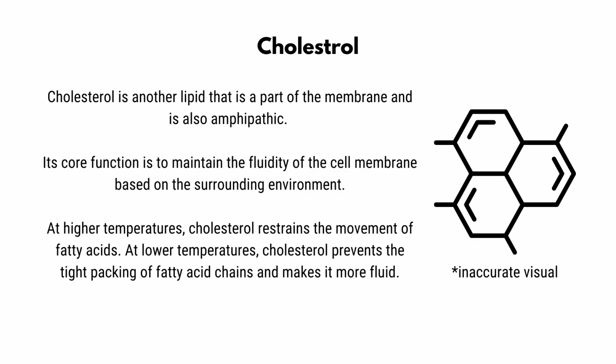Another thing that can manipulate the cell membrane's fluidity is cholesterol. You might have heard about it in foods, but in the case of the cell membrane, it's a little bit different. Cholesterol, like phospholipid, is another lipid that is part of the cell membrane and is also amphipathic. Its core function is to maintain the fluidity of the cell membrane based on the surrounding environment, and it can change the fluidity as a result. At higher temperatures, cholesterol restrains the movement of fatty acids, like it pulls them together, and at lower temperatures, cholesterol prevents the tight packing of fatty acid chains and makes it more fluid so that it doesn't become fully rigid.